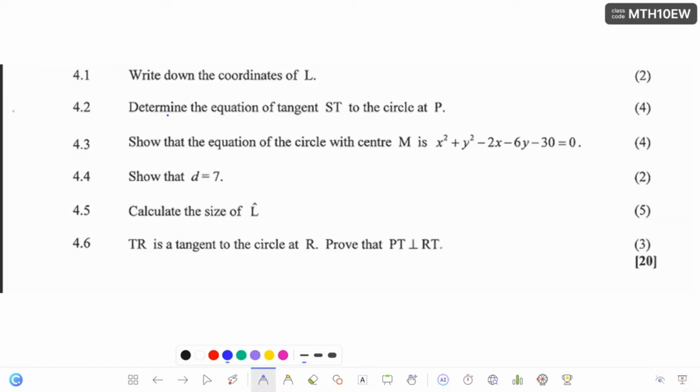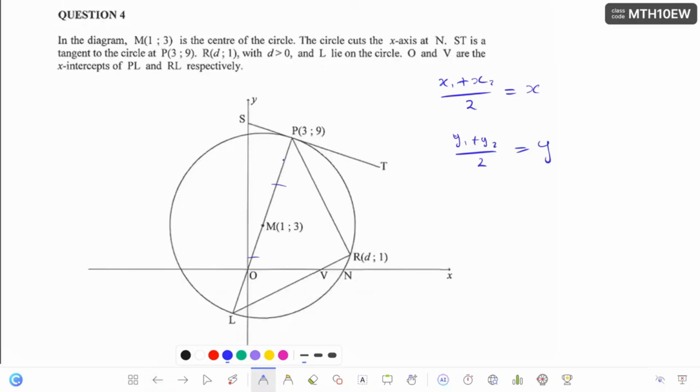So, question 2 says determine the equation of tangent ST to the circle at P. So they need the equation of this tangent line. So how can we solve that one?